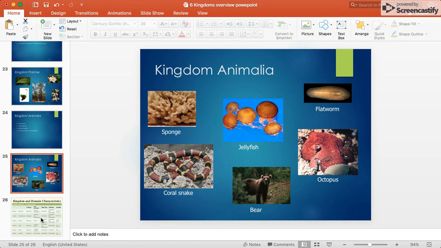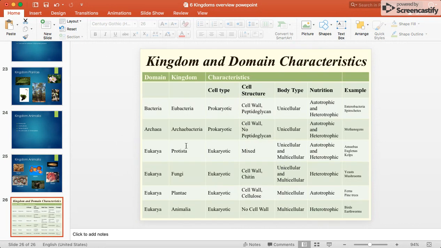All right, our last slide today. This is where you're going to fill out the graphic organizer that I have passed out. So it's the kingdom and domain characteristics. On the left side here, you have your domains, and then you have the kingdoms. You have the type of cell they are, either prokaryotic or eukaryotic. You have what their cell structure is like, if it has a cell wall or not. The body type, is it uni or multicellular? The nutrition, how do they get their food? Is it autotrophic or heterotrophic or both? Do they make their own food or do they have to consume it? And then there are some examples.